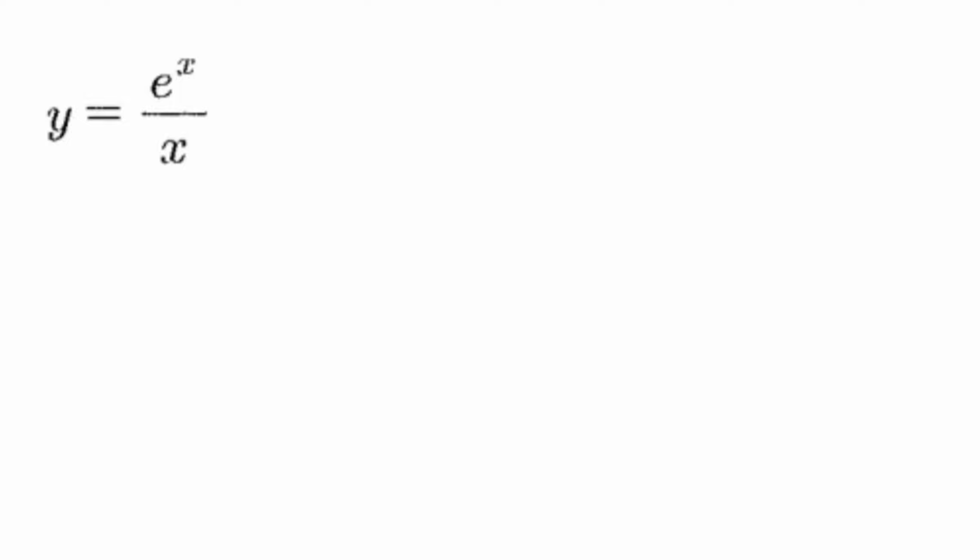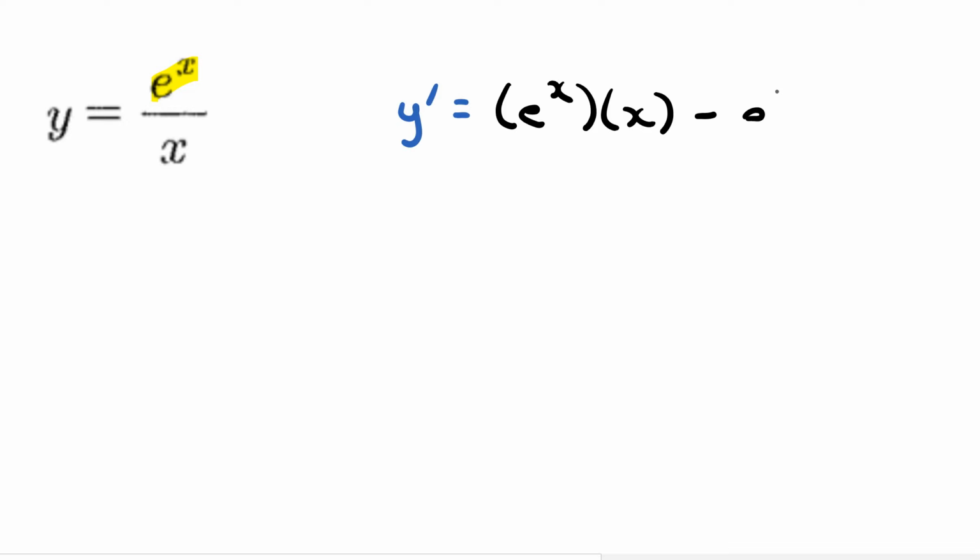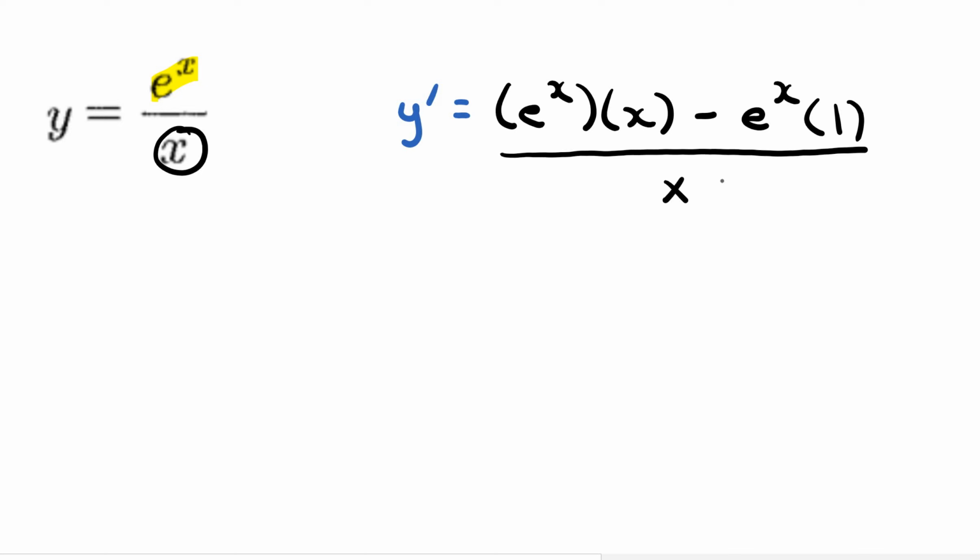Right, so in order to find the extrema points for this particular problem, we should take the derivative by starting with the quotient rule here. So y prime equals, we take the derivative of the top, so the derivative of e to the x is e to the x times the bottom, which is x, minus the top, which is e to the x, times the derivative of the bottom, which is just 1, and then we divide this all by the bottom squared.